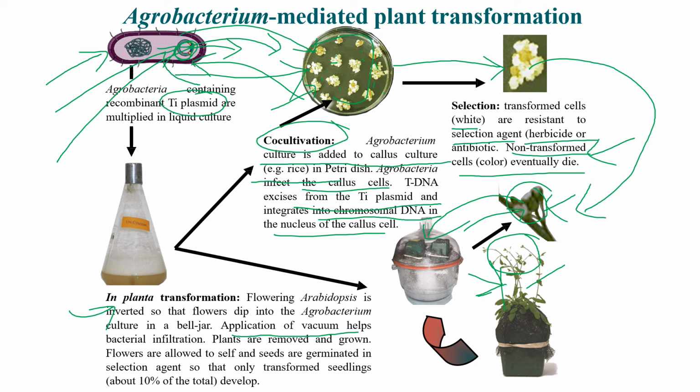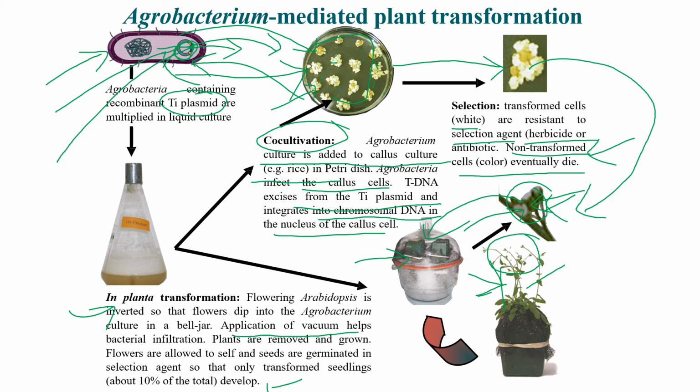Now, application of vacuum helps the bacterial infiltration. What we do, we put this inflorescence into a vacuum bag, where whenever we remove the vacuum, the bacteria goes into the tissue. Plants are removed and grown, flowers are allowed to self, and seeds are germinated in the selection agent, so that only transformed seedlings, 10% of the total, will develop.